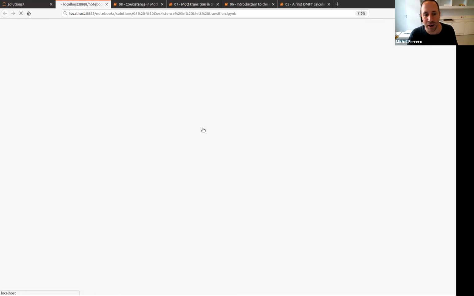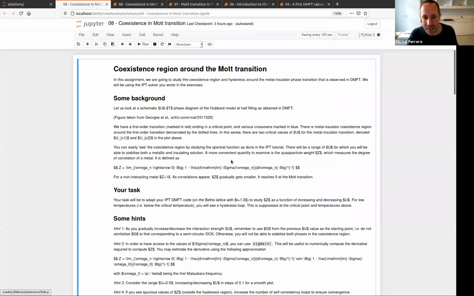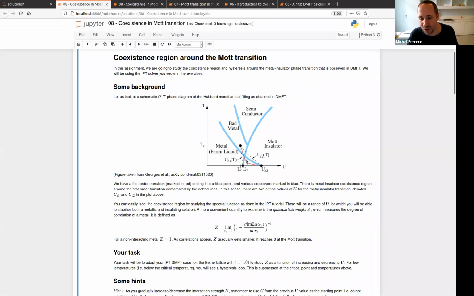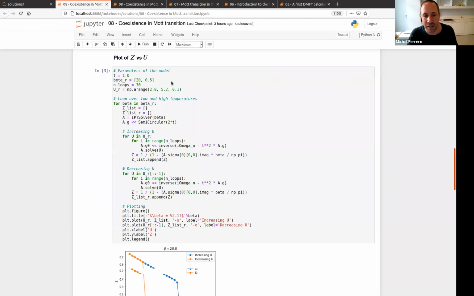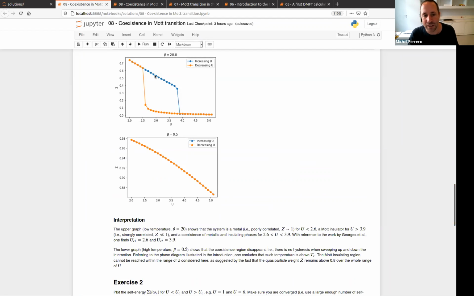There's one more here about trying to stabilize both. I told you it's a first order transition, so in principle you can stabilize two solutions between these two values of U, and this is something that you can do with IPT and really see that you can stabilize two different solutions in some interval of U.